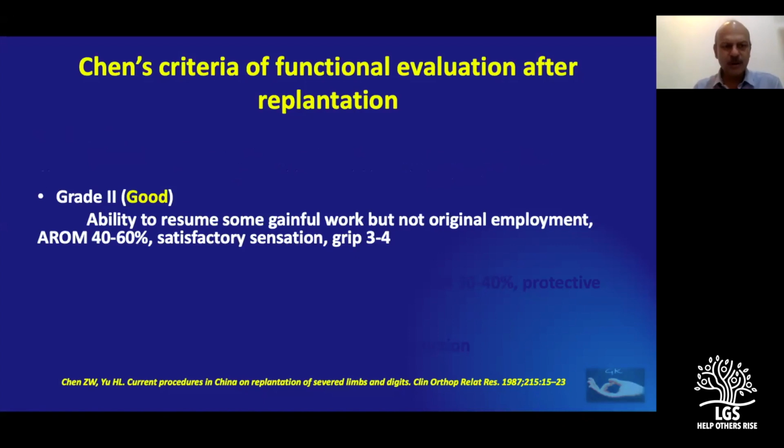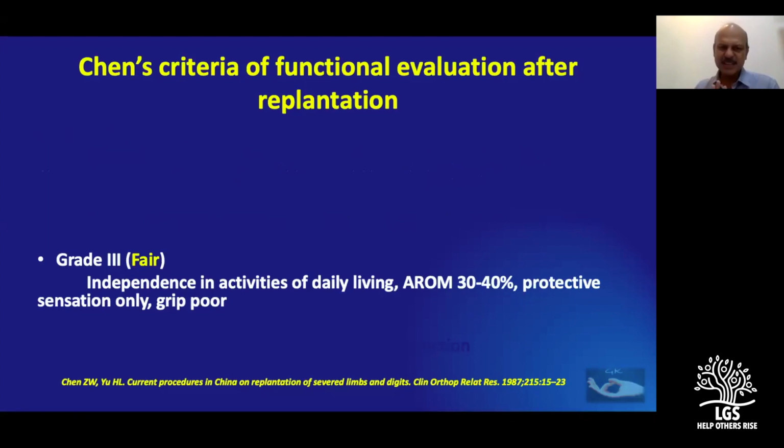Grade 2 is good. Patient is able to resume some gainful work but not the original work. So that means there is some decrease in the function of that hand. The active range of motion is 40 to 60%. There is satisfactory sensation, grip is 3 to 4. Grade 3 is just fair return, independence in activities. He's able to do his own work, but he's still not been able to go to work. The active range of motion is 30 to 40%. There is only protective sensation, no fine sensation is present, and grip strength is poor.